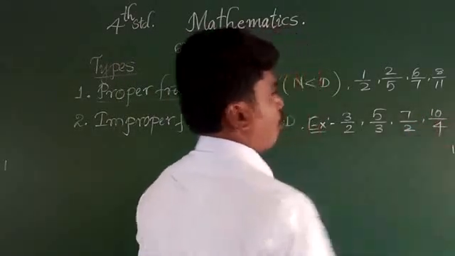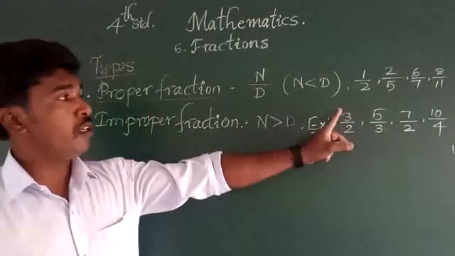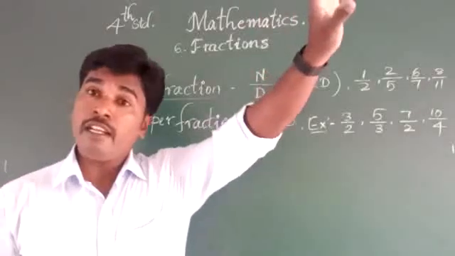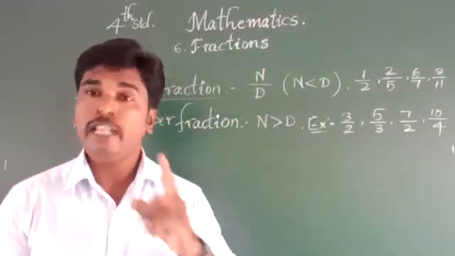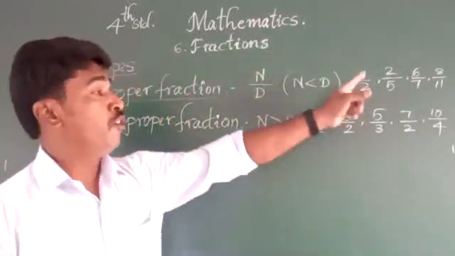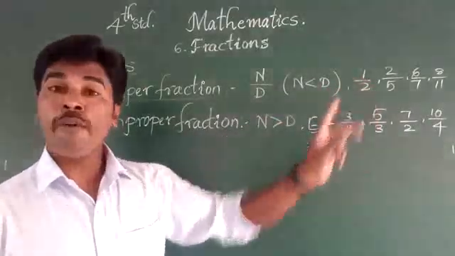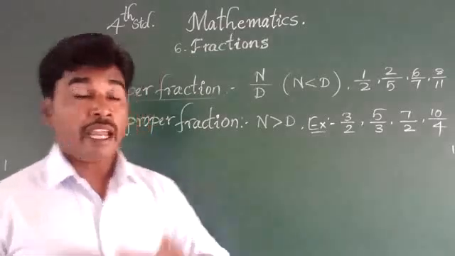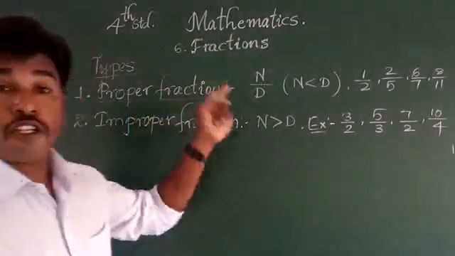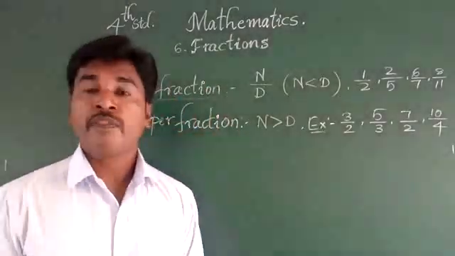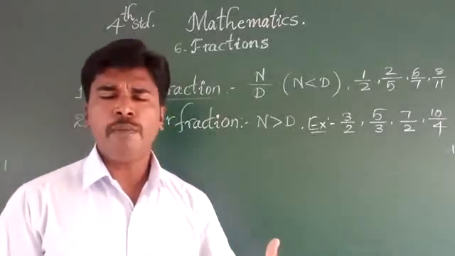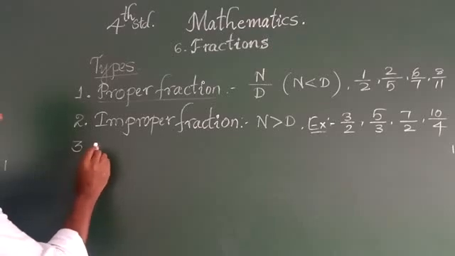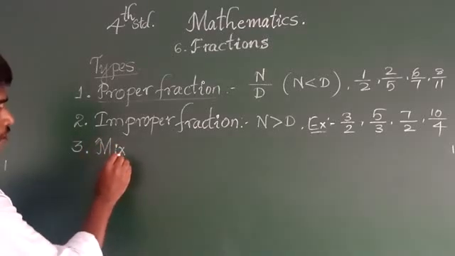10 by 4. Dear children, observe numerators and denominators. If numerator is greater and denominator is smaller, it is an improper fraction. If numerator is smaller and denominator is greater, then it is called a proper fraction. Exactly opposite of proper fraction, it is improper fraction. The third type is very simple. It is called a mixed fraction.